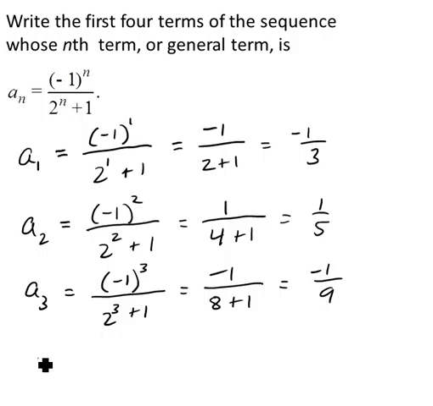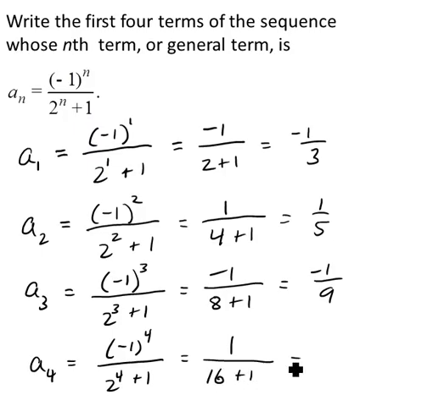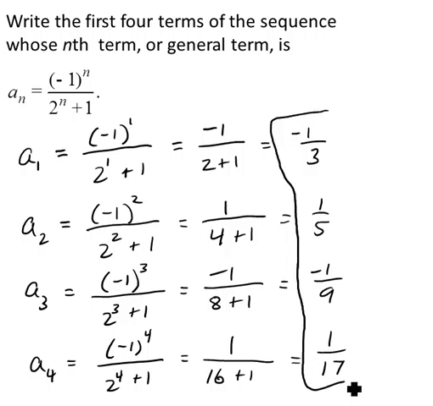And then finally a4, that's the fourth term. We plug a 4 in for n, so we get negative 1 to the fourth over 2 to the fourth plus 1. So negative 1 to the fourth, we could take our negative 1 cubed, which came out to negative 1, times negative 1 again, and that would give us positive 1 over 2 to the fourth is 16. 16 plus 1 is 17, so we get 1 over 17. So our first four terms of the sequence are negative 1/3, 1/5, negative 1/9, and 1/17.